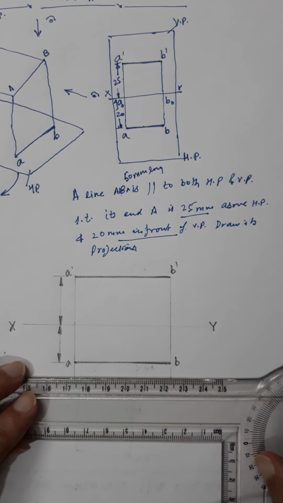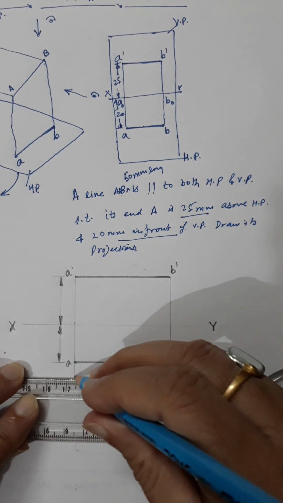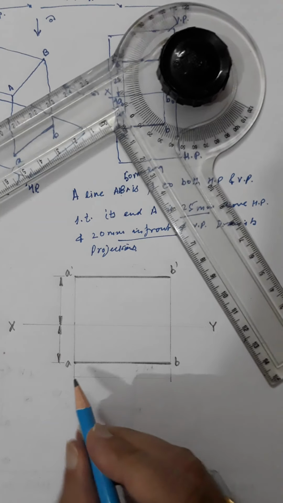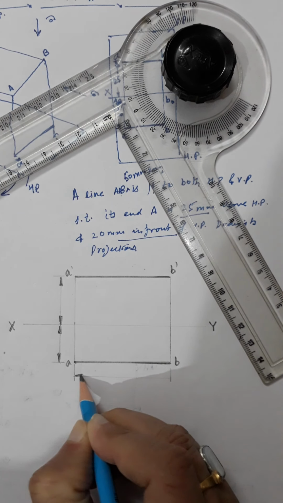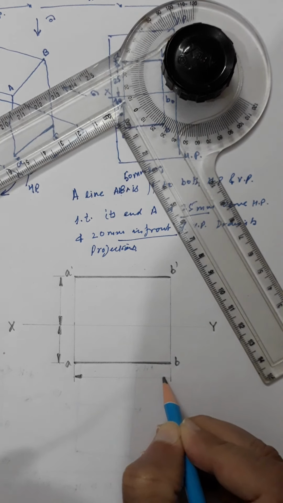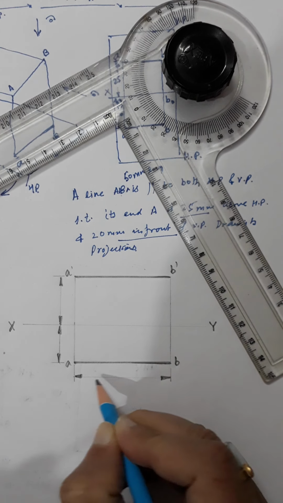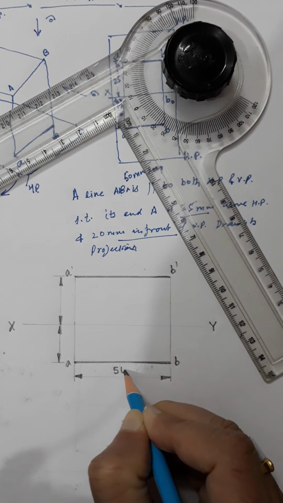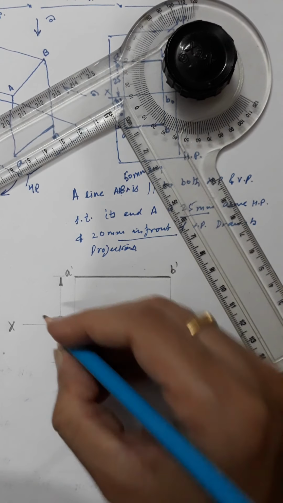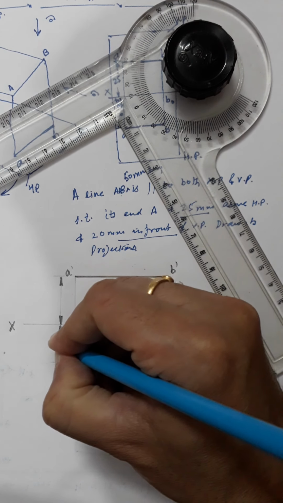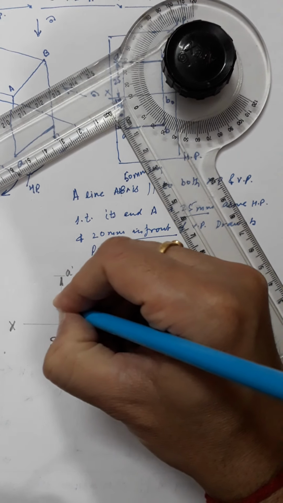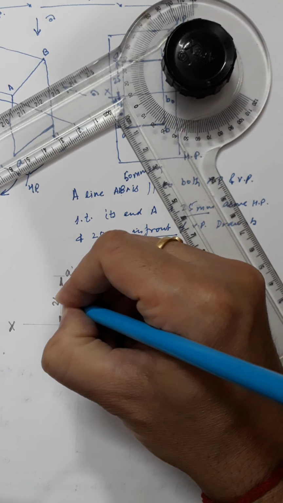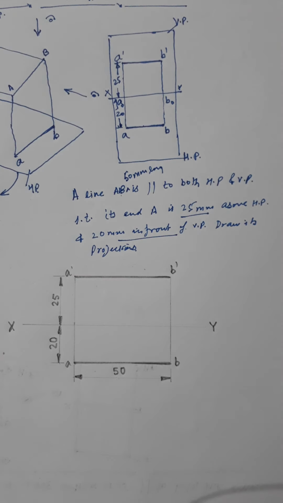Okay, now I will add the dimension line here as well. So everything, whatever is given, you have to mention. So this length is also given. So this is given is 50. I will be using aligned system, and this is 20, and this is given is 25. This is how you can do the projection of the line when it is parallel to both HP and VP. I hope you got it. Thank you.